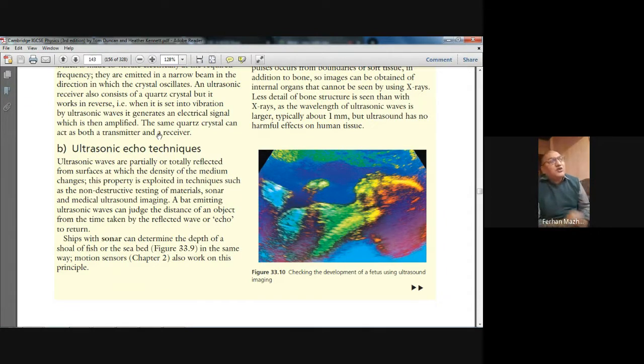Ultrasonic waves are partially or totally reflected from surfaces at which the density of the medium changes. This property is exploited in techniques such as the non-destructive testing of materials, sonar is the name of the technique, and medical ultrasound imaging. A bat emitting ultrasonic waves can judge the distance of an object from the time taken by the reflected wave or echo to return. Ships with sonar can determine the depth of a shoal. Shoal means a group of fish, or the seabed. In the same way, motion sensors also work on this principle.